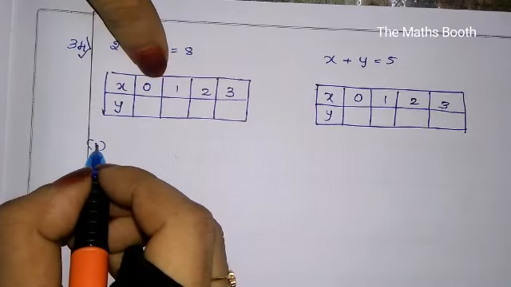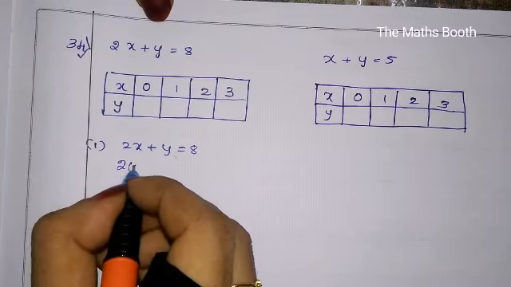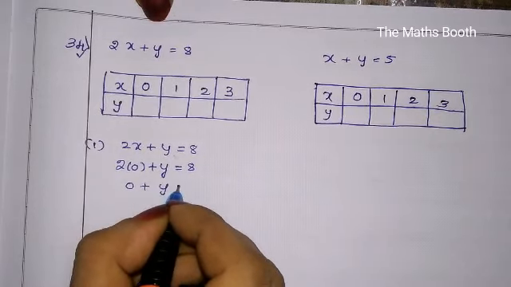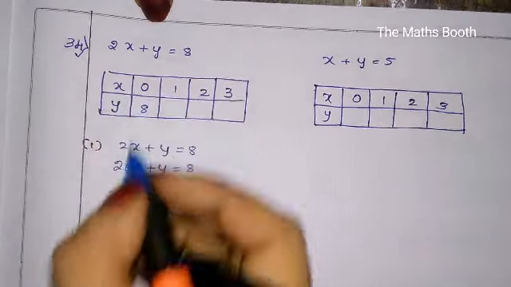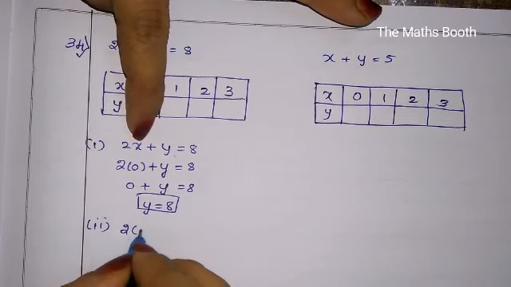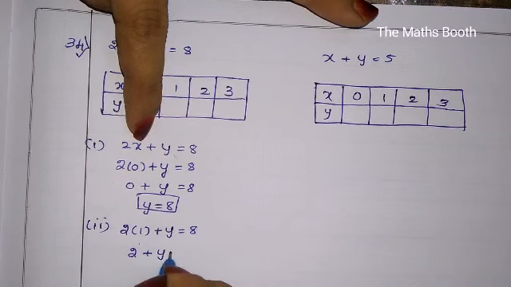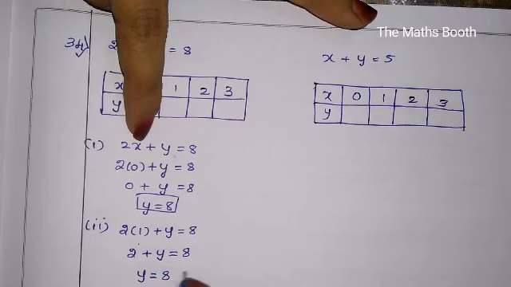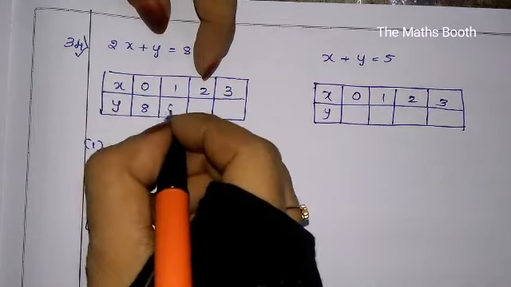First one, if x = 0, 2x + y = 8. In place of x we write 0, so 2 into 0 plus y equals 8. 0 plus y is 8, so y = 8. If x = 0, y is 8. Second one, in place of x we write 1. 2 into 1 plus y equals 8. 2 ones are 2, plus y equals 8. 2 will come to this side and get minus. y = 8 minus 2, which is 6.